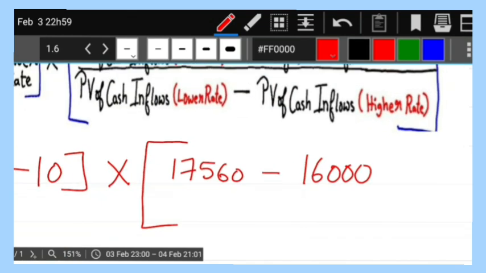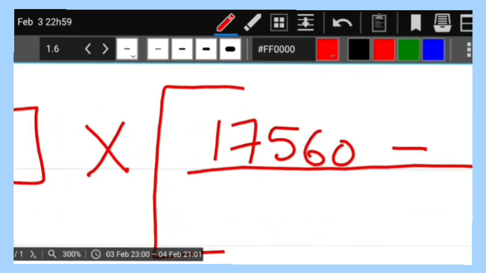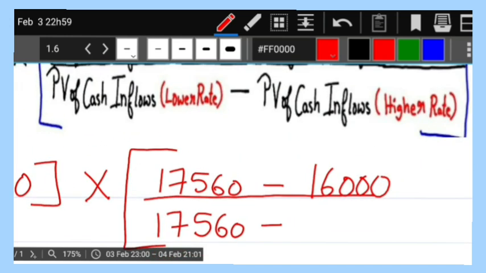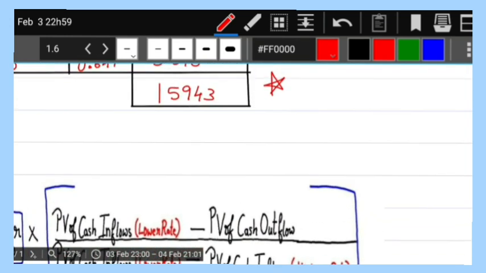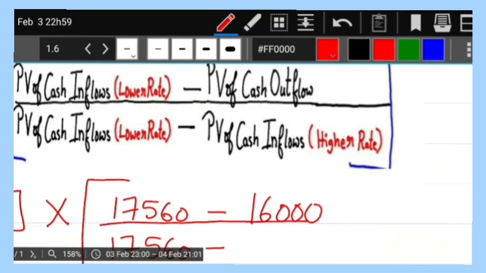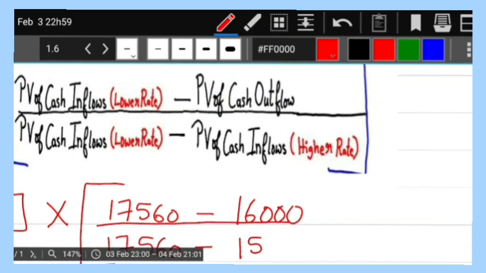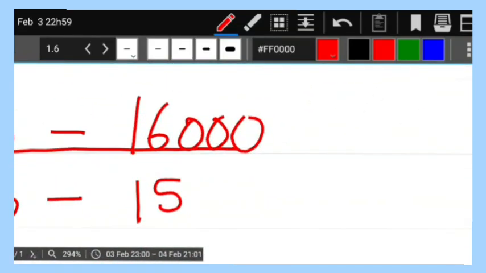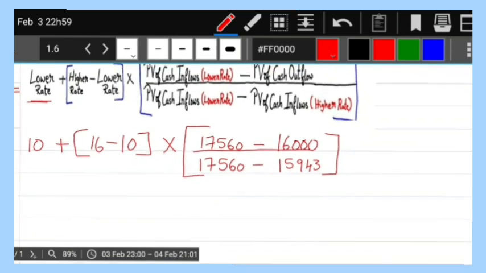16,000, divided by present value of cash inflows at lower rate 17,560, right, minus present value of cash inflows at higher rate. Okay, higher rate is 15,943. This value we have to put here. 15,943. Okay, put a bracket. Now we have to solve.